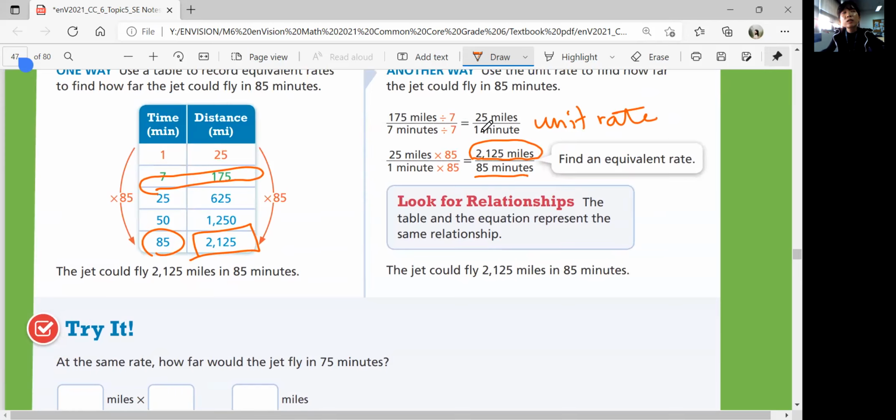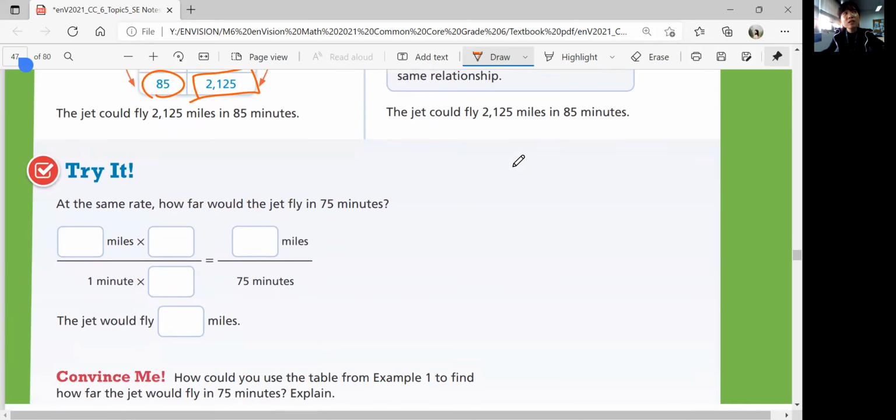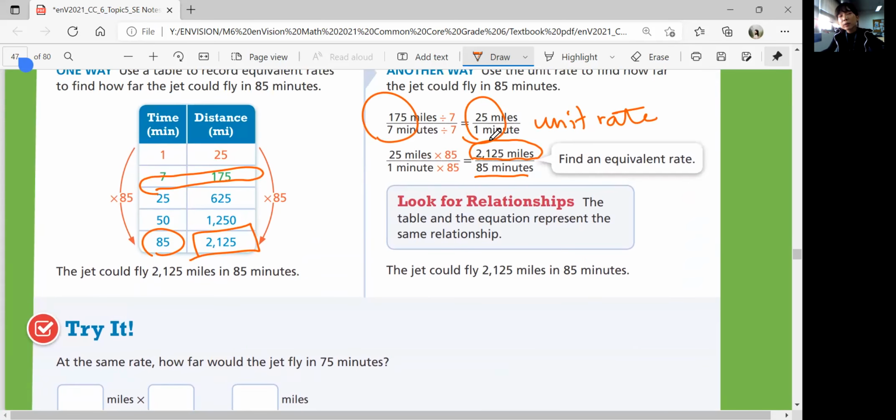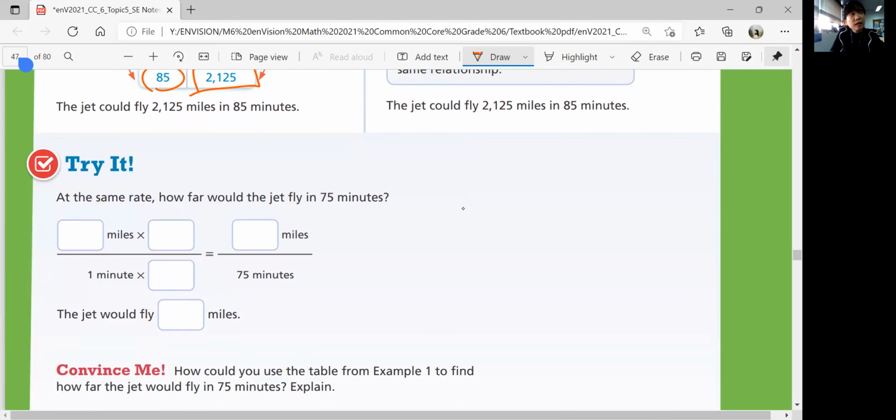So we're going to continue to fly at the same rate, which means 175 miles in 7 minutes or 25 miles in 1 minute. We already have figured out the unit rate, so we can use that unit rate. So we can say 25 miles over 1 minute is our unit rate. And we need to multiply by the same number to get 75 minutes. 1 times 75 is 75, right? And so we're going to multiply 25 by 75 to get 1,875 miles. Okay, 25 times 75.